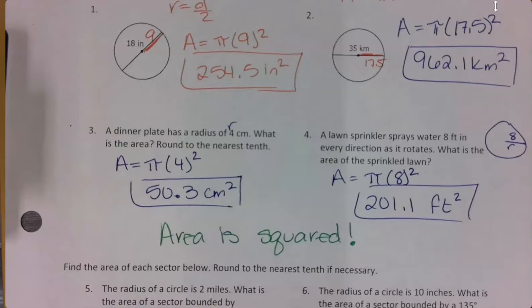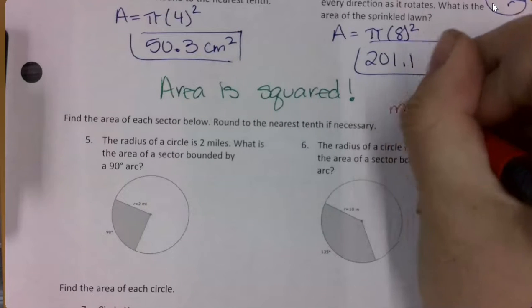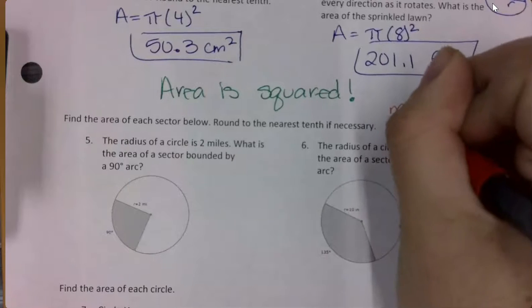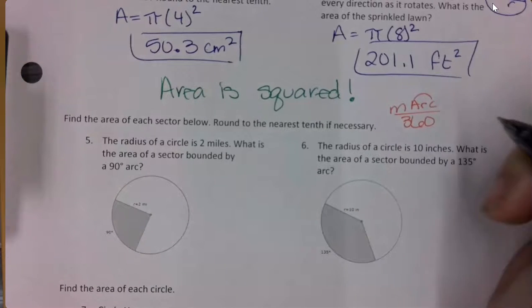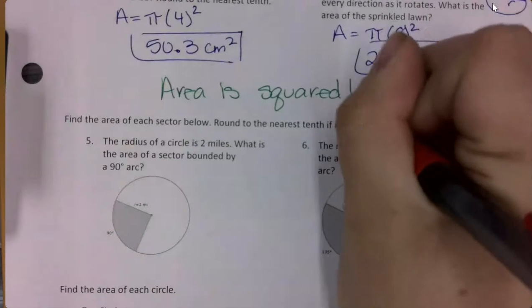The next one that I'm going to be working on is sector area. So for those ones, remember my sector area formula is the measure of my arc divided by 360 times pi r squared. And this will give me the area for a sector.